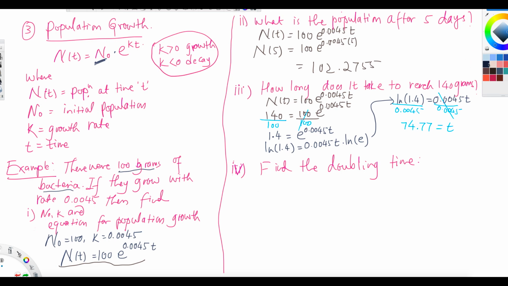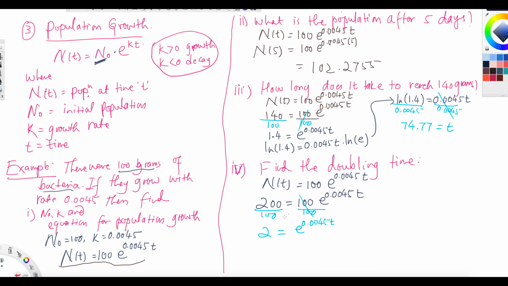Use the same equation, meaning we have N(t) equals 100 times e to the 0.0045 t, right? Now 200, because doubling time means when will it become 200, right? So 200 equals 100 e to the 0.0045 t. Now again exactly follow the same idea. Divide by 100, divide by 100. So 2 equals, you cancel that out, right? You will get e to the 0.0045 t.